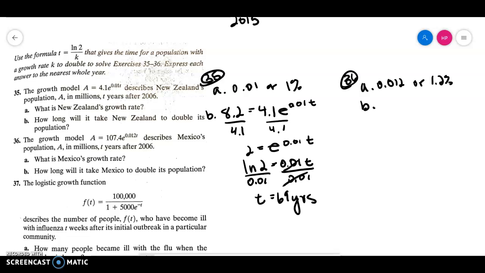For my doubling, I don't have to work through that all of the time. I need the natural log of 2 divided by, not 0.01, that was the growth rate for New Zealand. For Mexico, it is 0.012, and that extra decimal point makes that much of a difference. So k is just that growth rate. For Mexico, because they're growing just a little bit faster, 1.2% instead of 1%, it doesn't take them as long to double. If they're growing faster, it should be happening sooner for them. So 58 years is the answer to 36b.